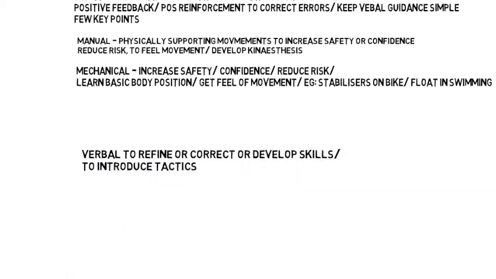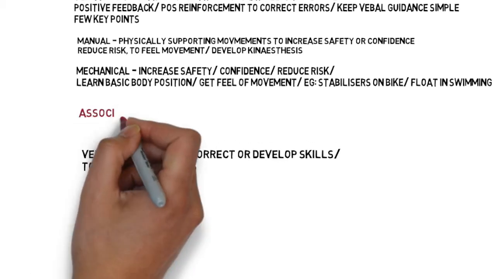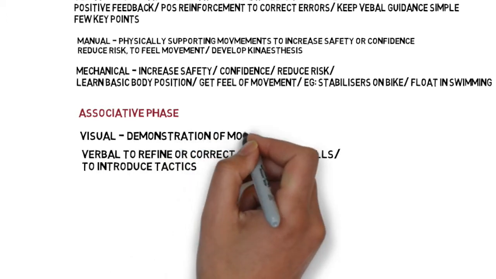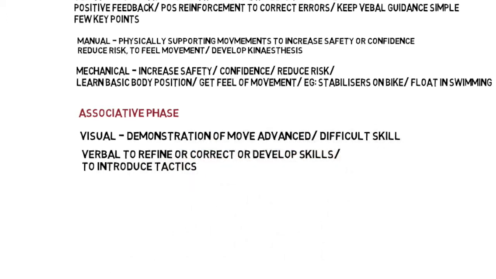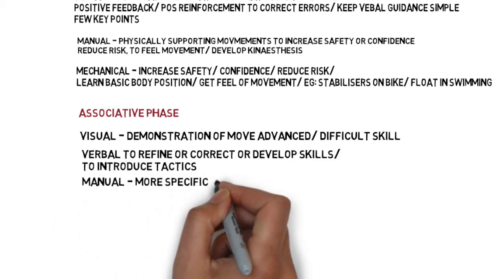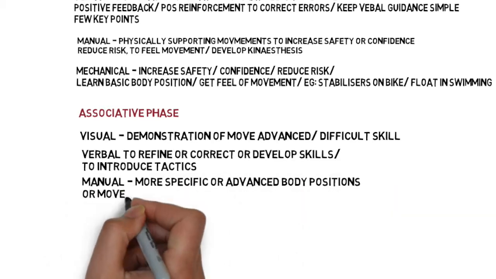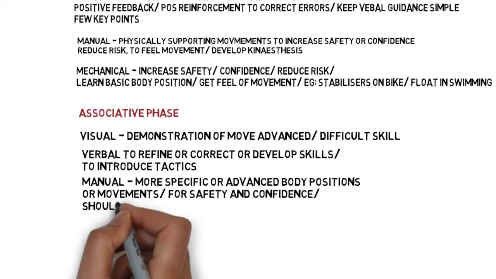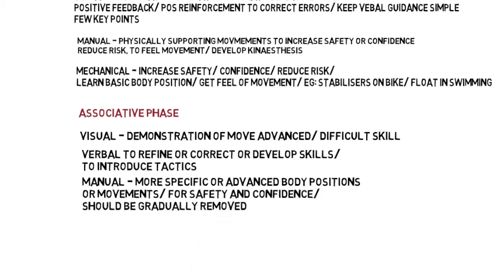So for the associative, the verbal is to refine or correct the development of the skills, or to introduce tactics, because this learner, the associative learner, is at a higher level. The visual is the demonstration of more advanced or more difficult skills. So hopefully you can see that there's an easy pattern forming here. It's just about the description of the level, and that we're just using each one of the different types of guidance. So more specific or advanced body positions for safety, confidence, but should gradually be reduced or removed.